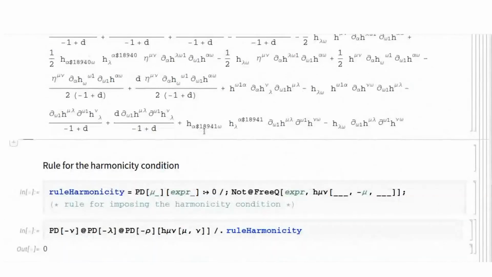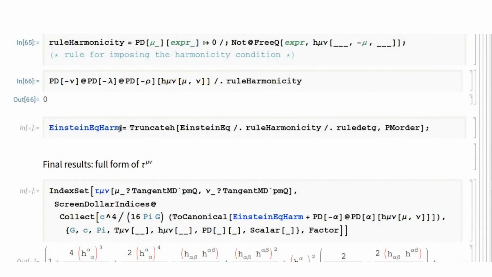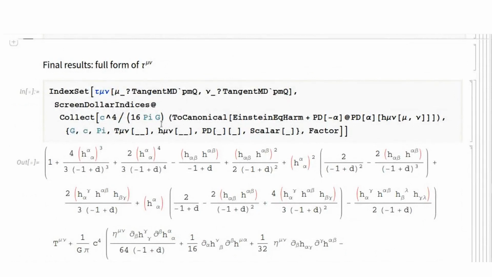But I need to consider most generally the right-hand side of the equations and in harmonic gauge. So here I define some rule for the gauge condition. Here I apply it to check it works. You can see that here is an index on the derivative contracted with an index of h mu nu. And so I apply this rule and I truncate on my right-hand side of the equation.